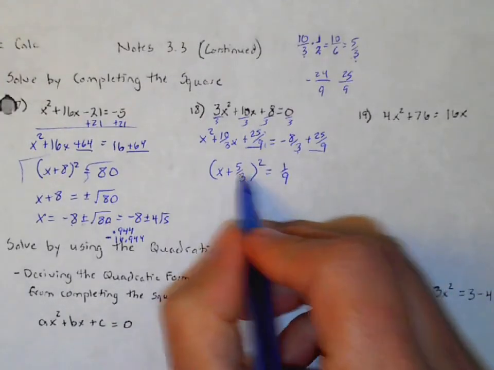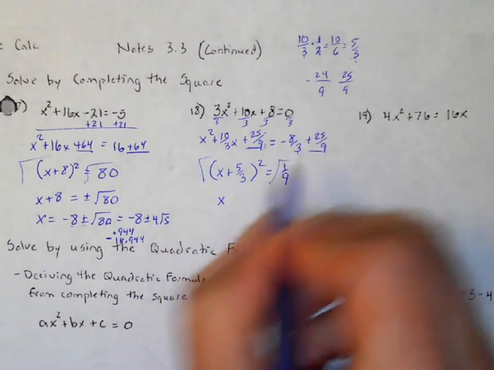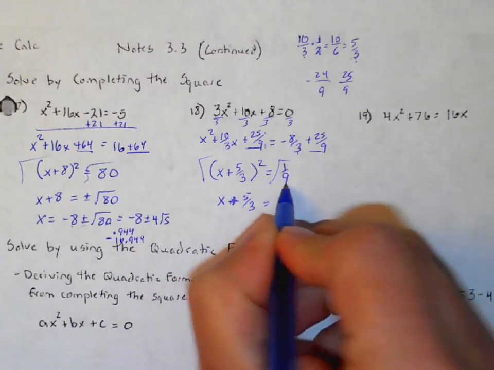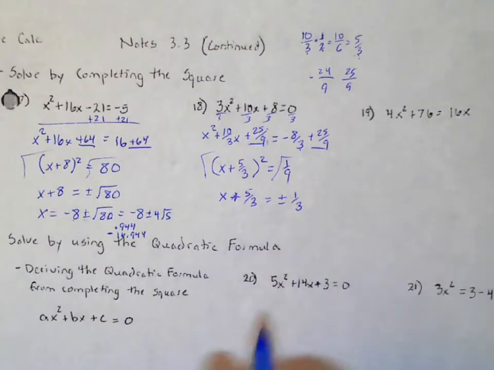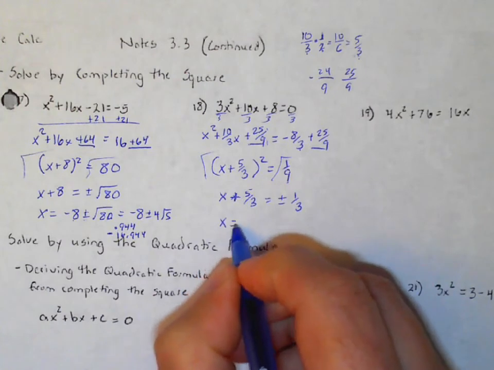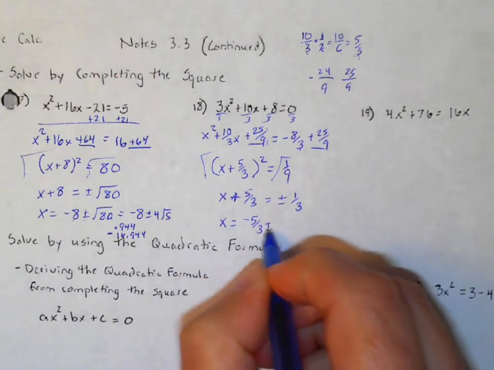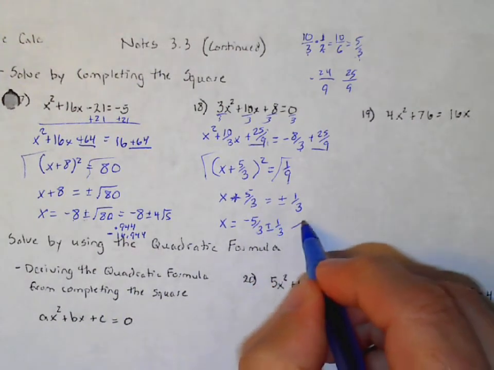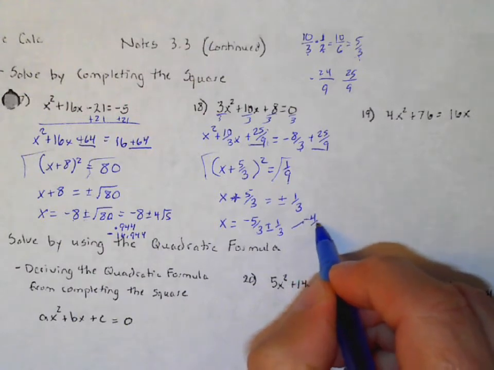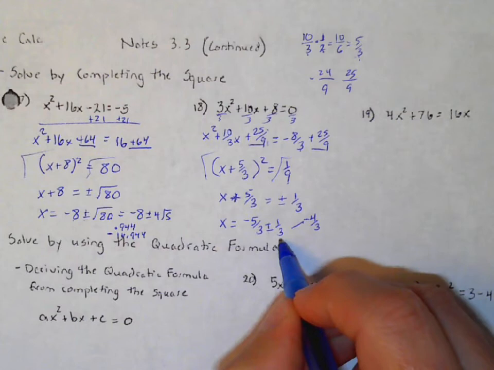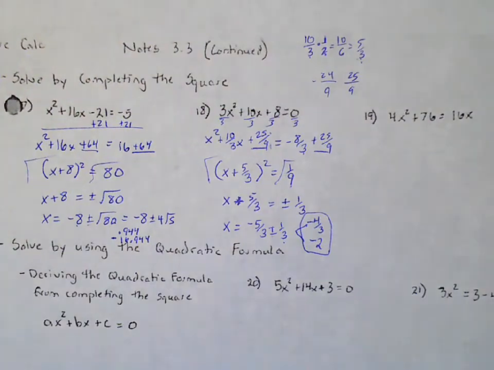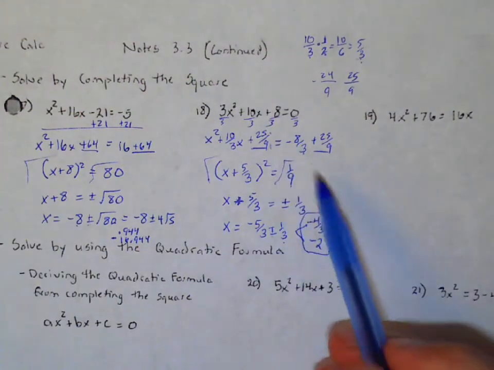Okay? And we're going to take the square root of both sides. So x plus 5 thirds. Square root of 1 is 1, square root of 9 is 3, so plus or minus 1/3. And we're going to subtract that over, so negative 5 thirds plus or minus 1/3. If you take negative 5 thirds plus 1/3, you get negative 4 thirds. And that minus a third would be negative 6 thirds, which would be negative 2. Okay, so this completing the square method will always work as well. It's just that sometimes it's a little messy when you have to deal with a lot of fractions.